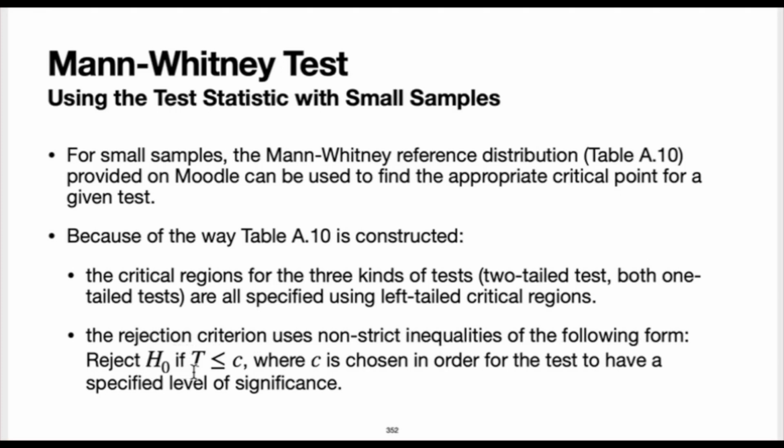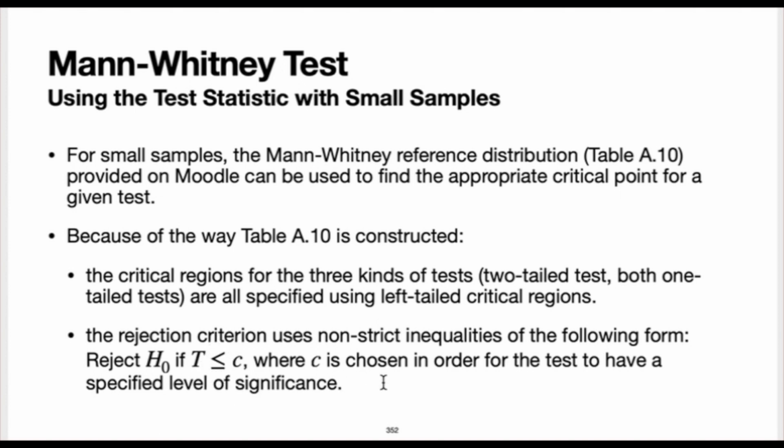Reject the null hypothesis if T is less than or equal to C, where C is chosen from the table in order for the test to have a specified level of significance. Now, the other thing that I want to point out: the inequality here is non-strict. If you think back to table A9, the rejection criteria there involved strict inequalities, so for example, T being strictly less than a value C. But in using this table, we're using non-strict inequalities, so we've got that less than or equal to part there.